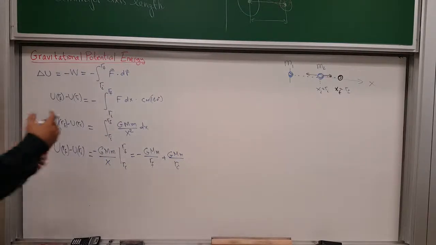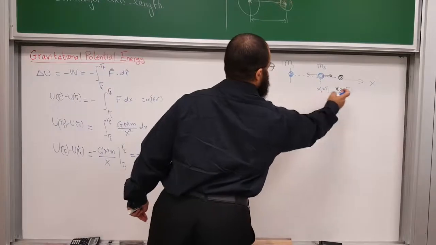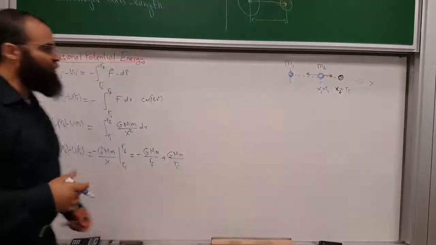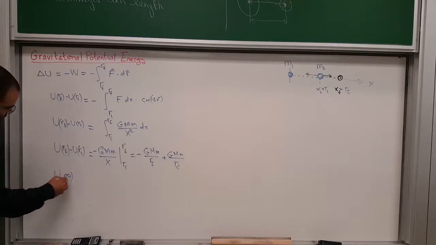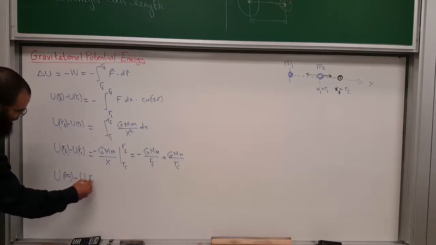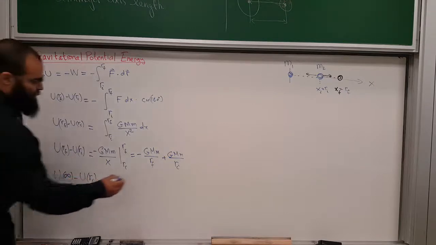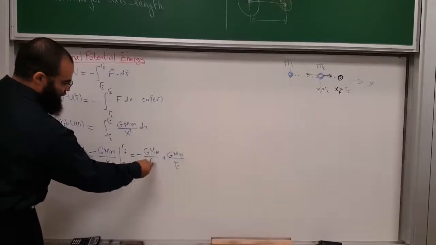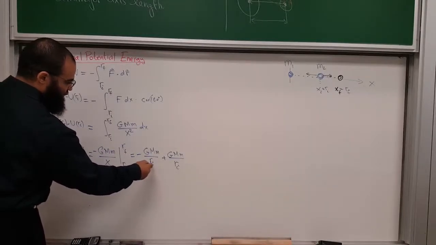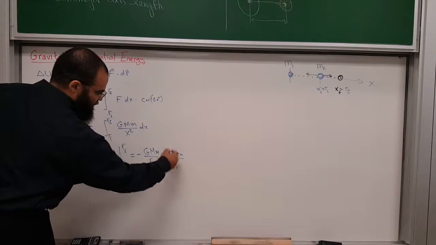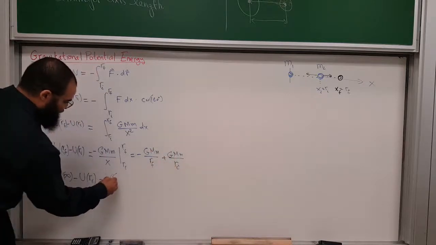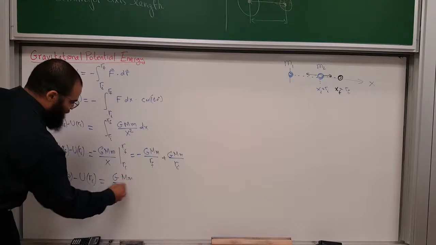And now let's say my planet goes not just from x initial to x final, but to infinity. I want to know the potential difference between this and infinity. If I take the limit as r final goes to infinity, this becomes the potential at infinity minus the potential at r initial. What's the limit as r goes to infinity? Well, this becomes 0. r initial is a constant, so this just reduces to capital G M m over r initial.